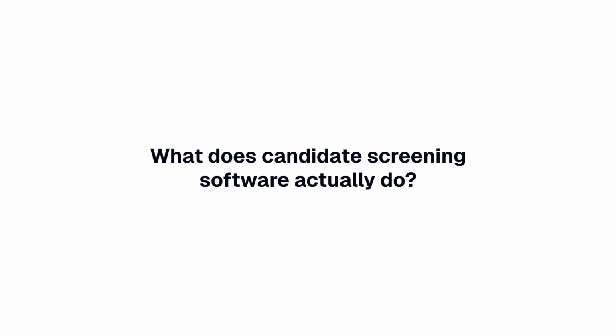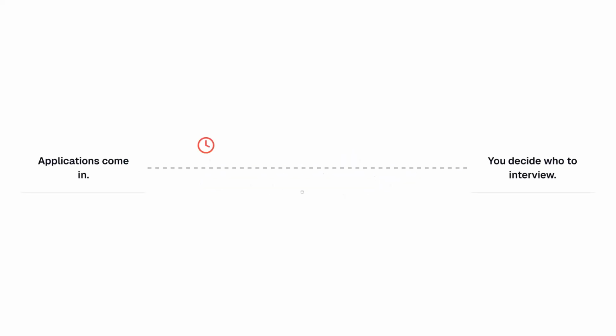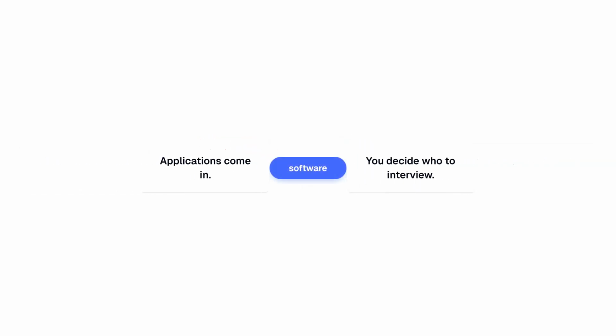So, what does candidate screening software actually do? At the simplest level, candidate screening software sits between applications coming in and you deciding who to interview. The gap is where recruiters lose most of their week. Reading resumes, doing phone screens, chasing hiring managers for feedback. Screening software compresses that gap.